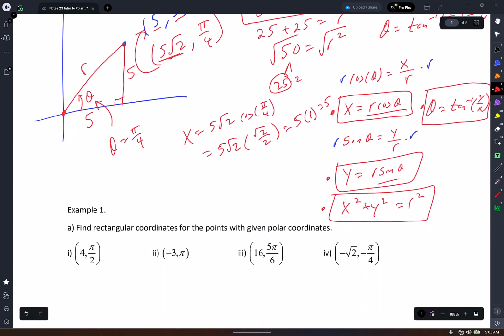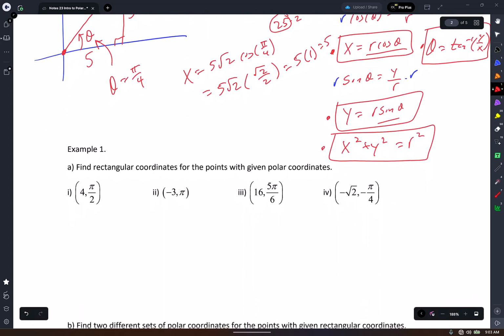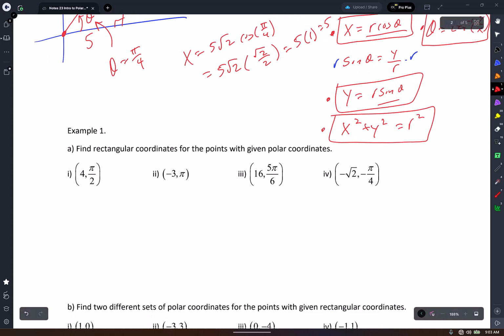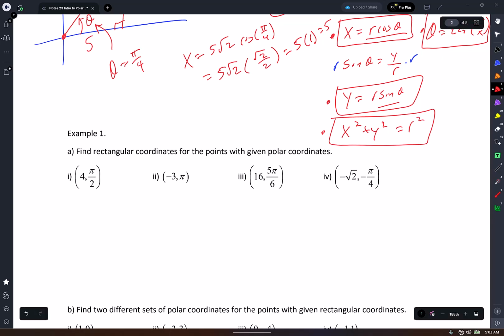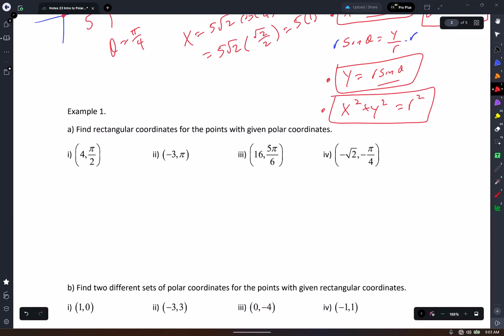All right, example 1. It says find rectangular coordinates for the points with the given polar coordinates. All of these are polar. I want my xy coordinate. So let's see if we can do it without formulas first, because some are simpler than others, and then for others we're going to have to use the formula. So look, 4 comma pi over 2. Here's what you're going to do first. I'm going to exaggerate the grid.